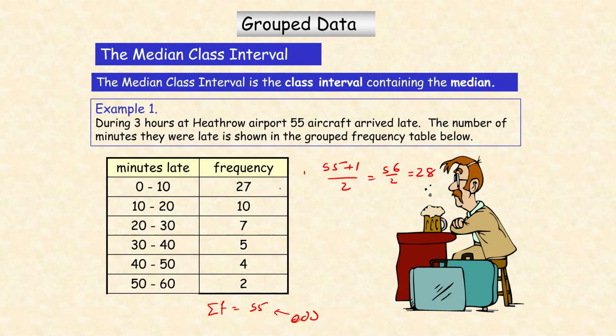So I'm looking for where the 28th one is going to lie as I add them up. So we add like we did before. That's 27. 27 plus 10 gives me 37. So I've gone past 28. So 28 is going to lie in this region here. So our median is 10 to 20. So as before, hit pause, make some notes, and when you're ready, hit play again.